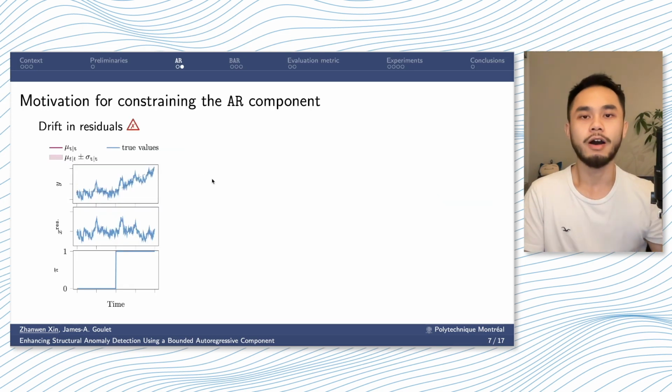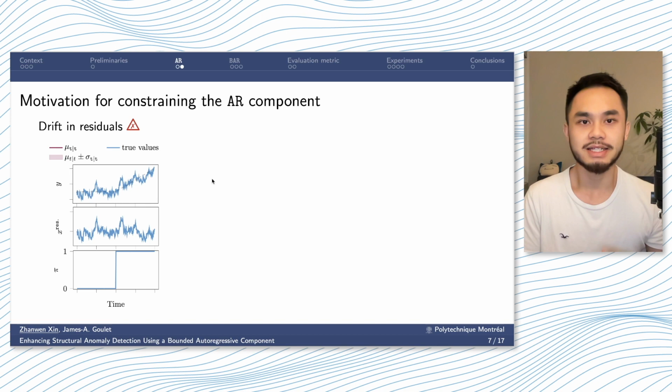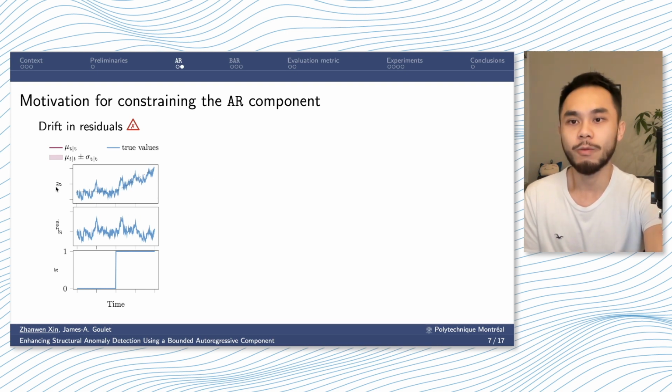So what's the issue of using AR components in BDLM? The issue is that when the update step using the true observation y is involved, we observe a drift in the residual component in some cases. This is an example. The y is the measurement. It is generated by a local level for the stationary region and a local trend for the non-stationary region. The true value of the residual is stationary, and the pi means the probability of anomaly. It goes up to 1 at the middle of the time series.